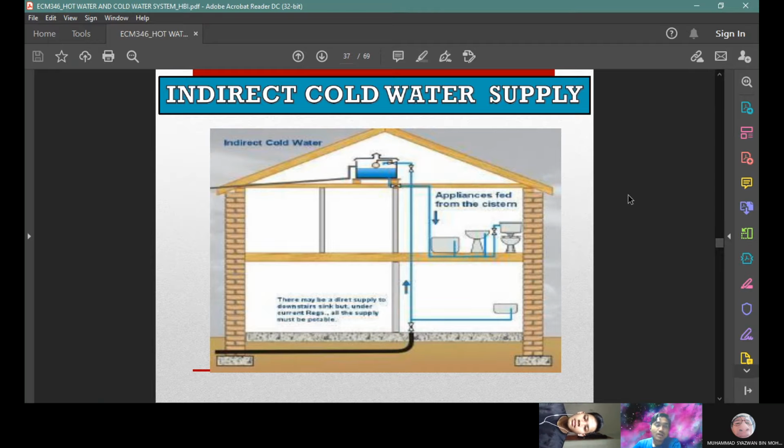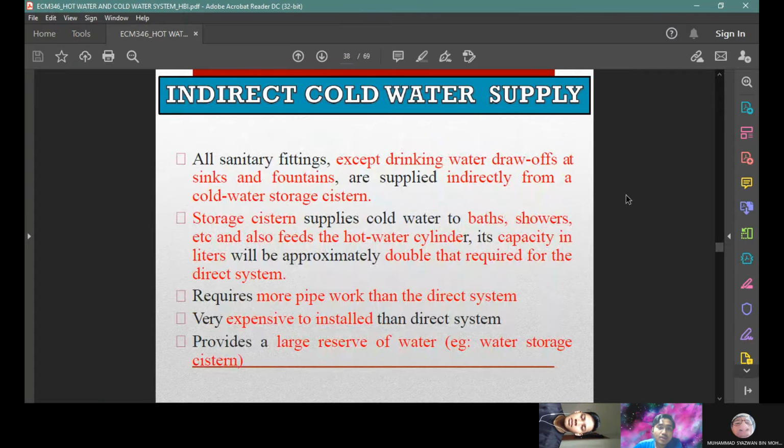Indirect water supply. An indirect cold water system is when water is supplied to the house at main pressure. This water is fed directly to a cold water storage system via the supply pipe called the rising main. A branch pipe of the rising main delivers drinking water to the kitchen and garden tap, while cold water to all other taps and appliances is provided indirectly from the cold water storage system under gravity pressure, not main pressure.